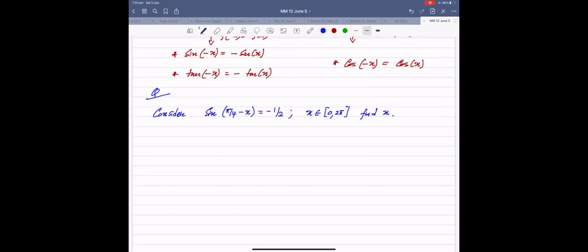So you notice that it's pi divided by 4 minus x, okay? Notice that.